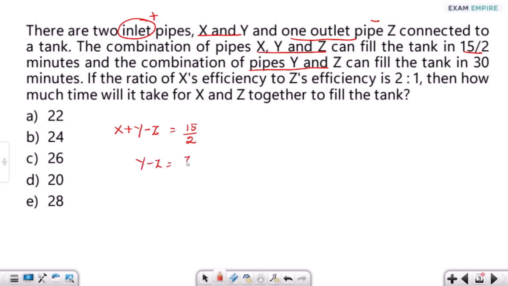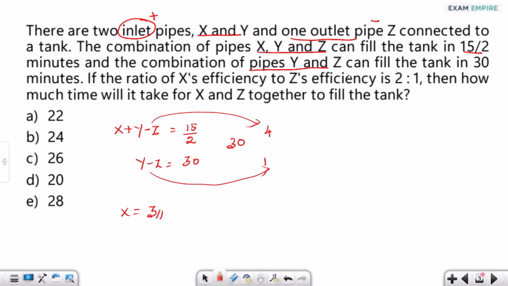Next, the combination of pipes Y and Z, that is Y minus Z, takes how much? 30 minutes. Okay, so based on this, we'll consider the total capacity of the tank as 30 parts. So in 1 minute, X plus Y minus Z will be filling 4 parts and Y minus Z will be filling 1 part. So you already know X plus Y minus Z is equal to 4. Y minus Z is equal to 1. So what will be the value of X? X will be 3.